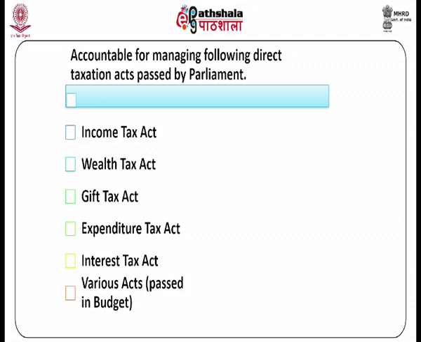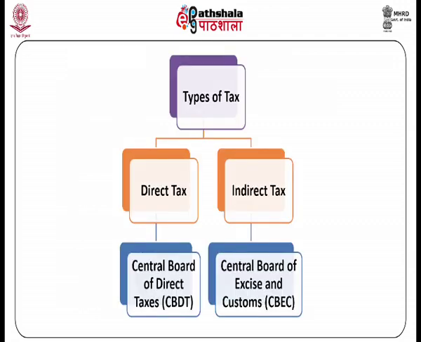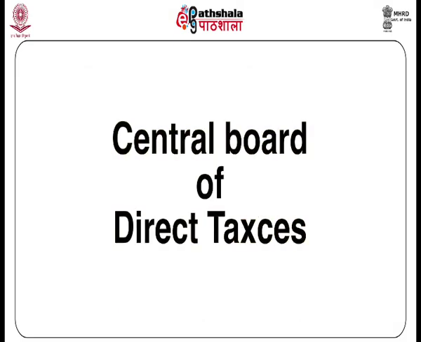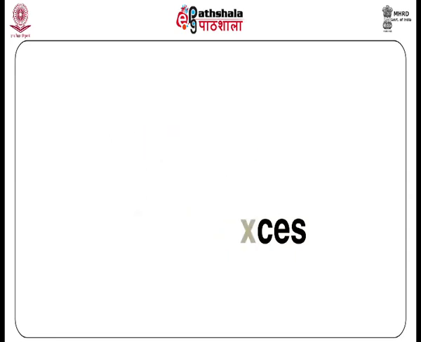The two types of taxes, that is the direct tax and the indirect taxes, are ruled by two different boards, that is the Central Board of Direct Taxes called CBDT and the Central Board of Excise and Customs called CBEC. We will now understand the Central Board of Direct Taxes in detail.